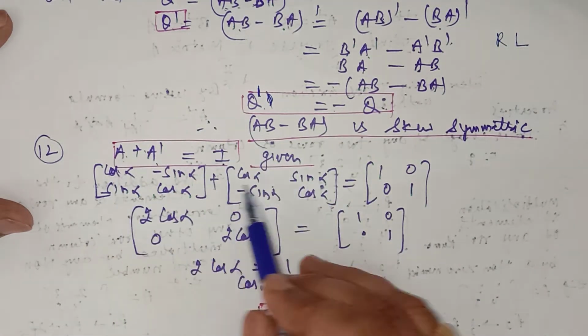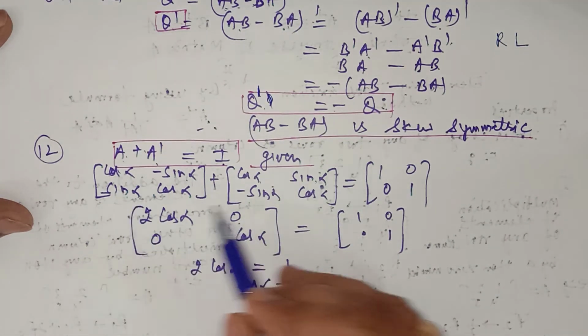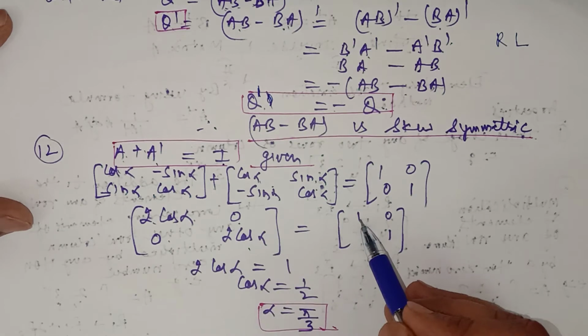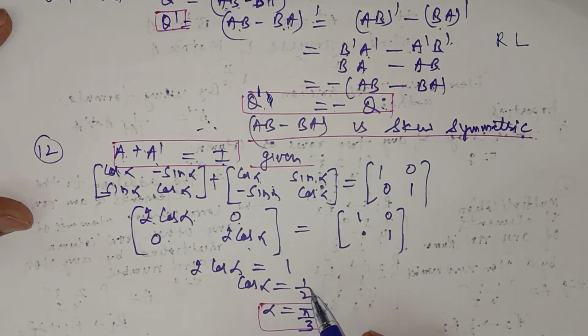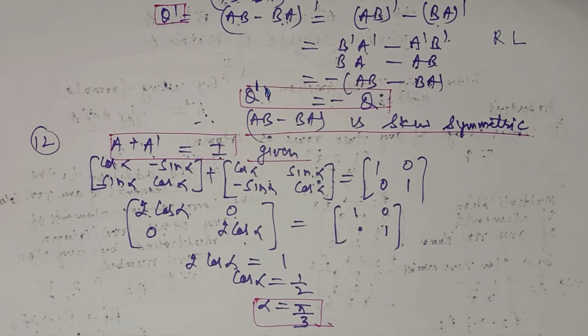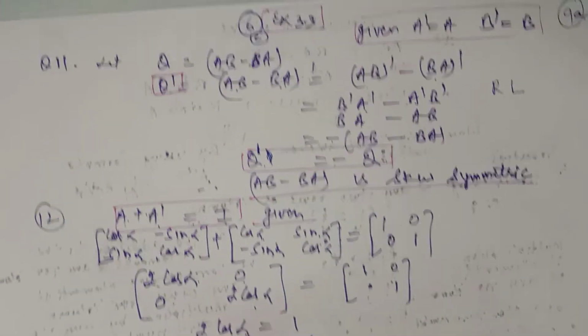Add these two: 2 cos alpha, minus sin alpha plus sin alpha is 0, sin alpha minus sin alpha is 0, cos alpha plus cos alpha is 2 cos alpha. So 2 cos alpha is equal to 1, and cos alpha is equal to half. The cos alpha is half when alpha is equal to 60 degrees. So this is the value of alpha in this question.